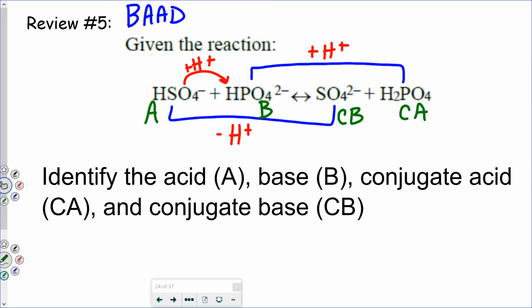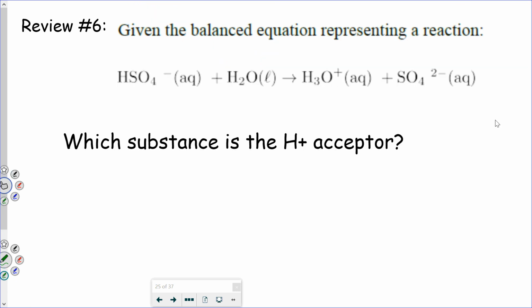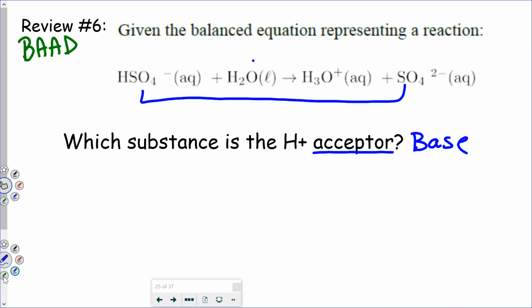All right, so number 6. Which substance is the hydrogen ion acceptor in this problem up here? So pause the video. Once again, you want to remember the phrase BAAD, bases accept, acids donate. And remember, when we're talking about this type of theory, it's no longer hydroxide. We're just talking about the hydrogen ion. An H plus acceptor is your base. So I want to know which one of these is the base. So I still have to do my bracketing. So here's one conjugate pair, here's another.